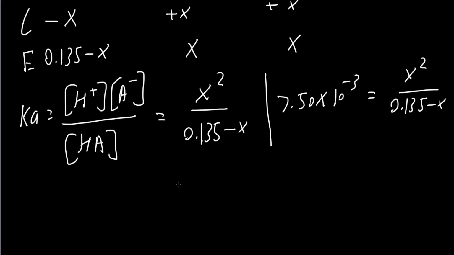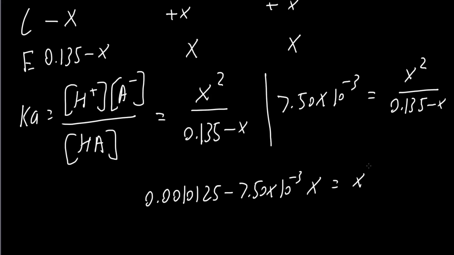If we multiply this by each number, 7.5 times 10 raised to negative 3 times 0.135 would give us 0.00100125, and then this number times negative X would simply be the same, but minus 7.50 times 10 raised to negative 3 X, and this will equal X squared.